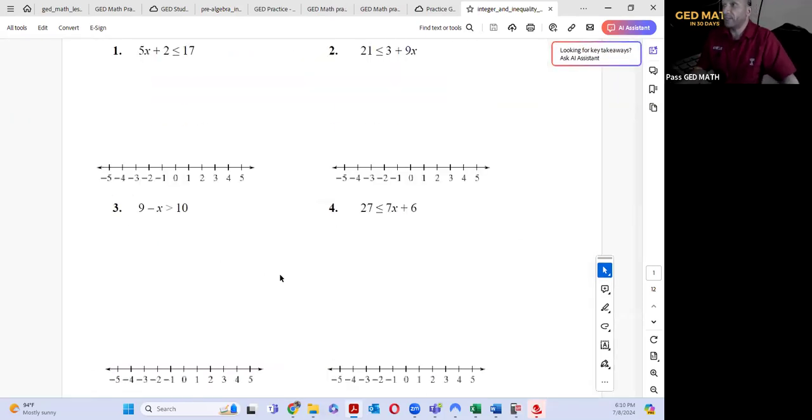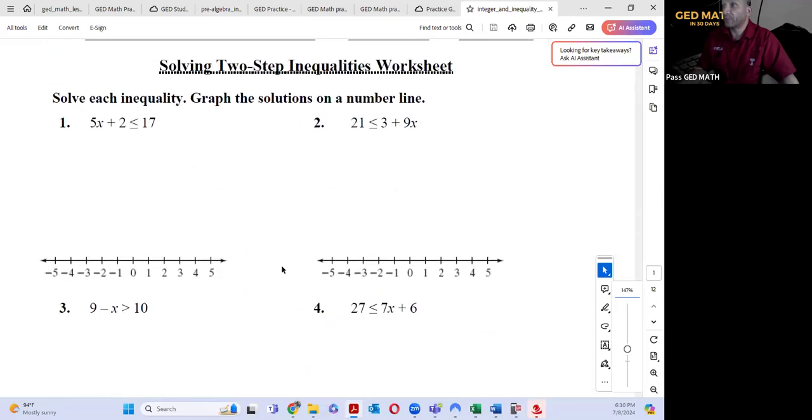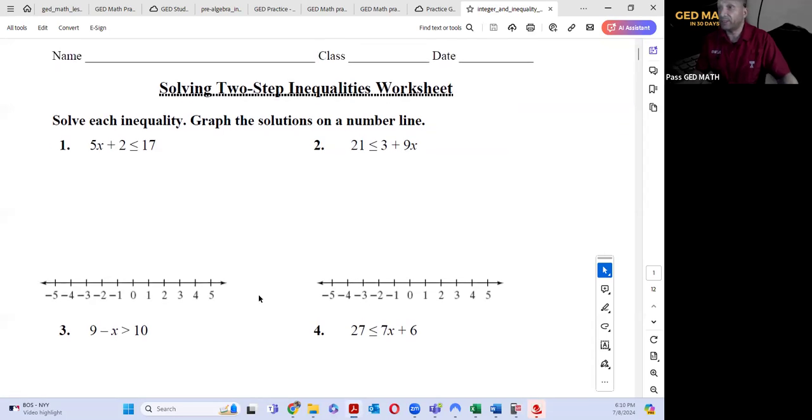So let me make it nice and big. Okay. So I'll do one where it's negative, and then I'll do one where the variable's on the right side. So if we look at that number, let me make this nice and big so you can see it nice and clearly.